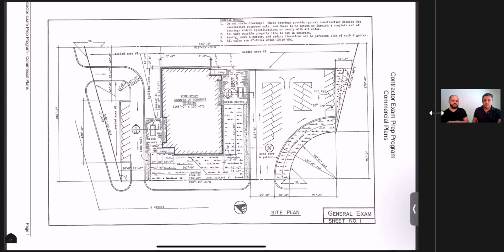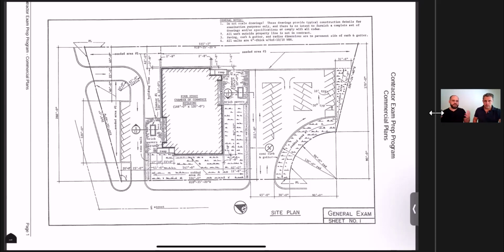As I said, it's usually the first, or one of the first drawings that you're going to see on a plan set. And this plan set, if you've watched our videos before, is sort of a simplified set, but it's typical of what you might see during the exam. Sometimes these can get really complicated in real life. This one's more for the state exam, but still gives you all the pieces that you're going to need for the test.